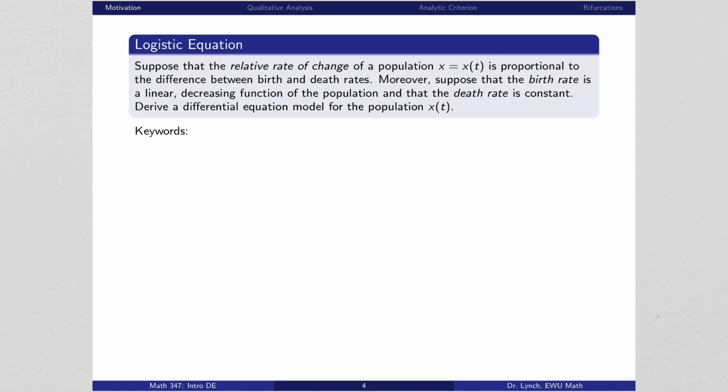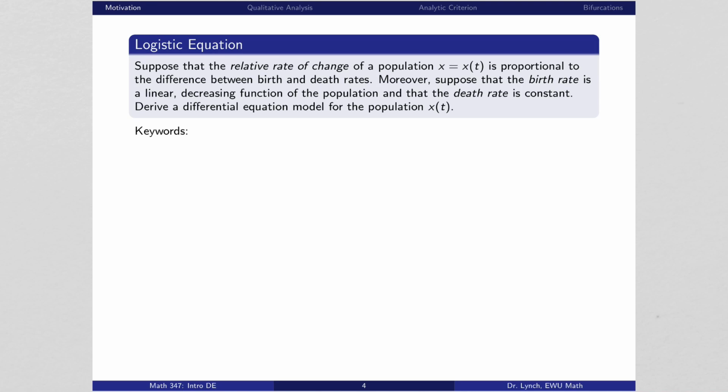So the logistic growth equation is an equation that models population growth, and it can be derived by making two assumptions about the relative rate of change of a population. So the first is that the relative rate of change is equal to the difference between birth and death rates. And then the assumption about the birth and death rates are that the birth rate is a linear decreasing function of population and that the death rate is constant.